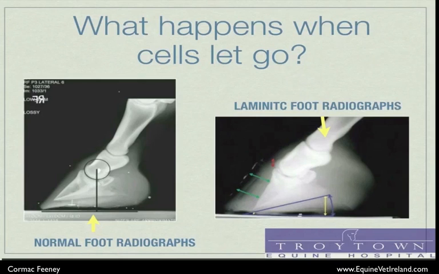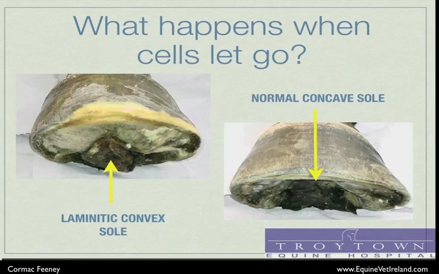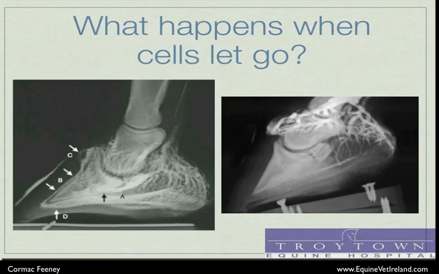This has a secondary knock-on effect not only in the pain level of the horse, but also in the blood supply to the horse. The bulging convex sole and the dislocation of the hoof capsule, which we can see presented in the images in front of us, can severely affect the ability of the blood to circulate around the hoof. The image on the left hand side shows the perfect and present microvasculature of the laminae and the blood flow through the larger vessels of the hoof, which are not present or have been severely affected, as we can see in the image on the right hand side, due to the laminitis.